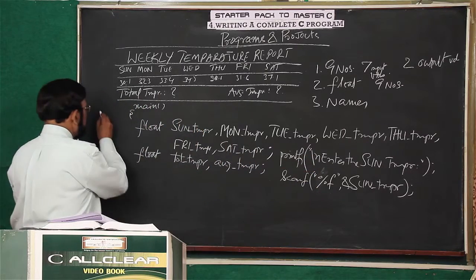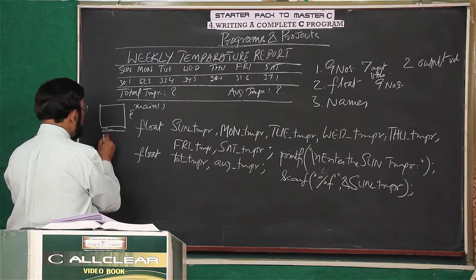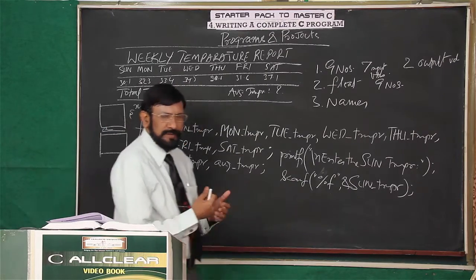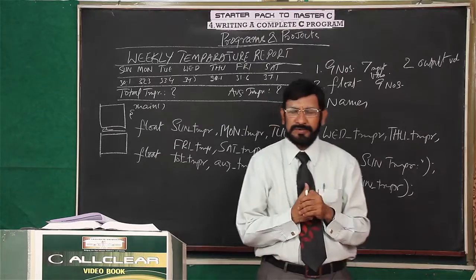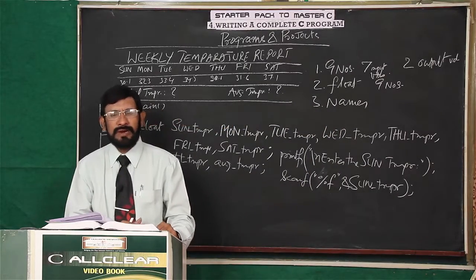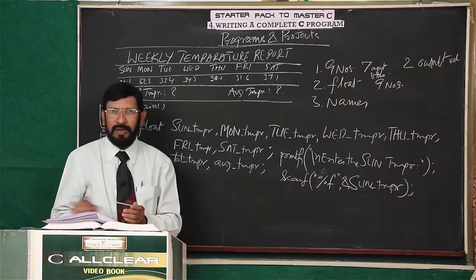After the declaration section, one line gap you give, clear screen you write, if you want clear screen. Then you write the input section. In the input section, 14 statements will come. Now after the input section, you have to write the processing section. Processing section means you have to write the arithmetical formula.